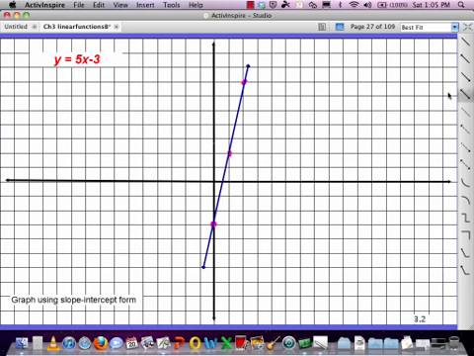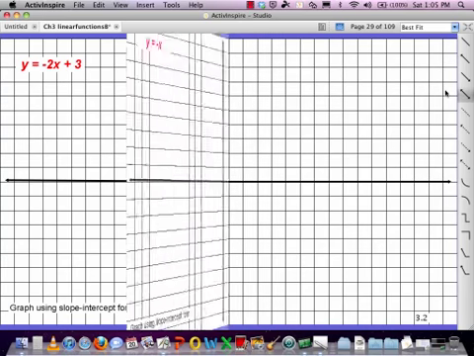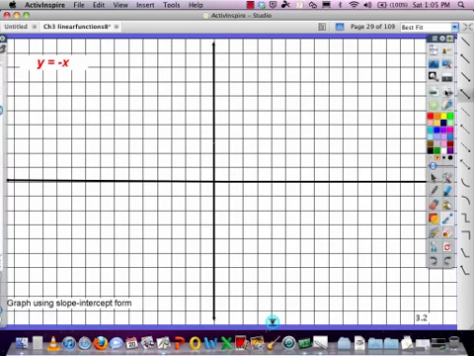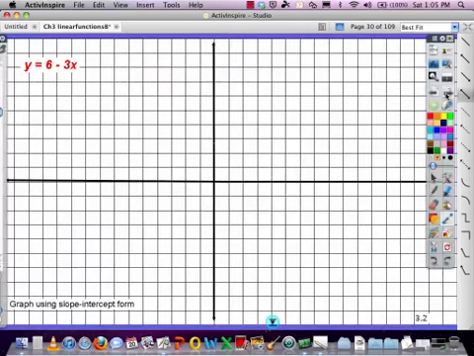So that's the method you're going to use. And all of these are in slope-intercept form. So see if any of them would trick you. And you can see them as we go. y equals -x. That one we might want to talk about. y equals 6 minus 3x. That one I would say is backwards from what you're used to.